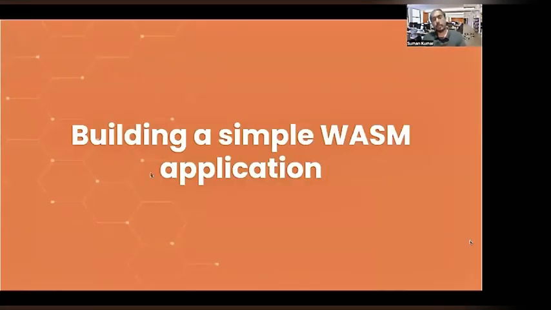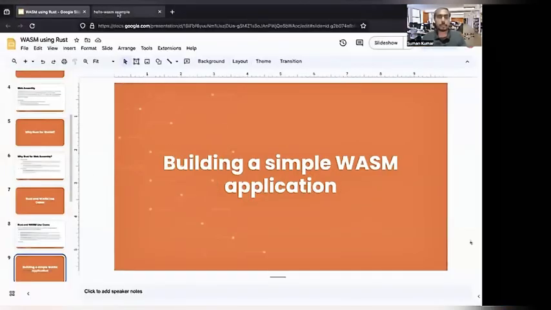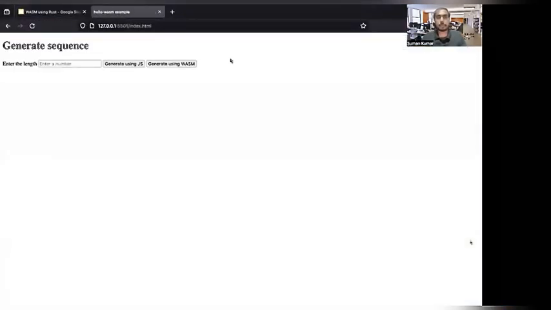So now I will be giving you a demo of the application which I've built using Rust and WASM on the browser. As you can see, this application takes a number and will generate an array of 0 to that number's length, and we will compare the generation of the sequence using JavaScript and WASM.